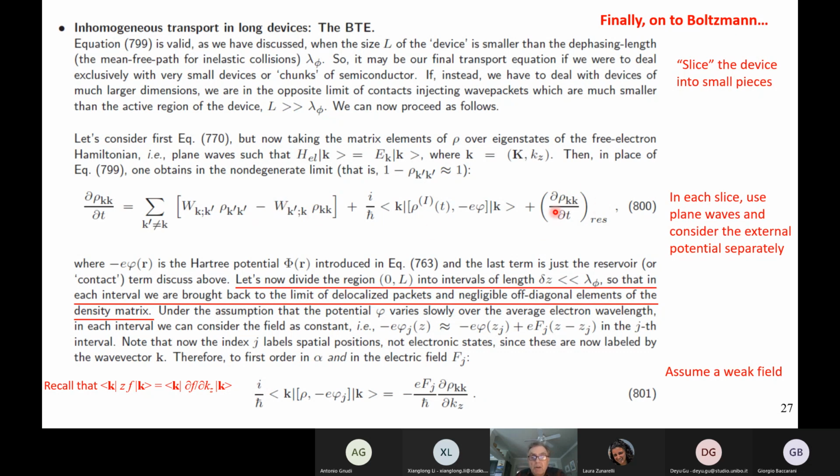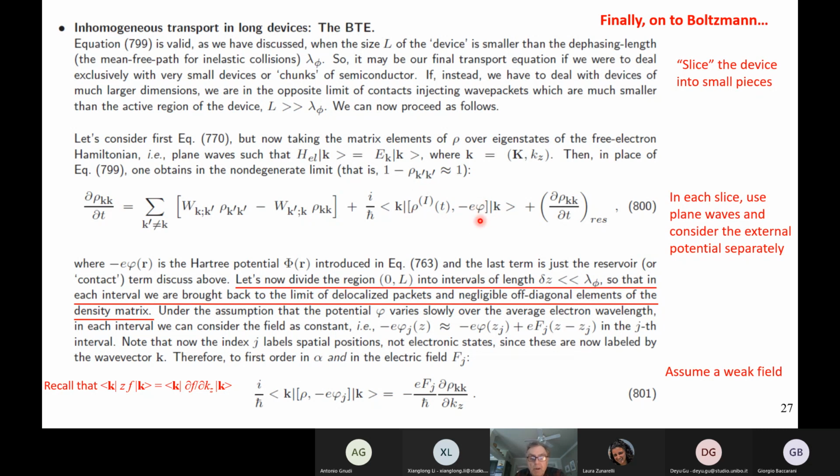Then I have the effect of the contact. However, since I'm considering plane waves, I'm not considering eigenstates of the Hamiltonian that already includes the external potential. I have to put it in by hand. So, of course, I have to add a commutator, which is the equation of motion of the kk element of the density matrix with the external potential. Let me call it minus e phi because I'm assuming electrons; e is the magnitude of the electron charge, and phi is the external potential.